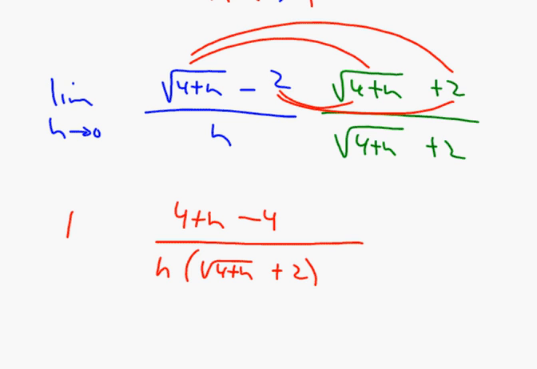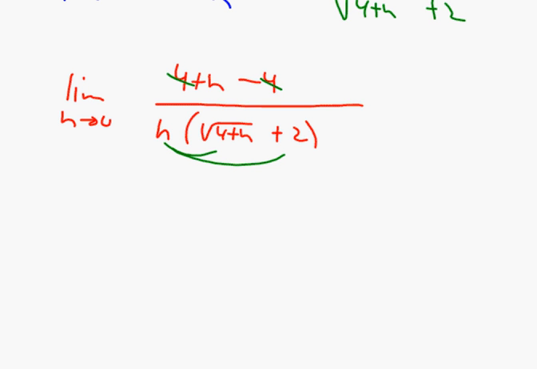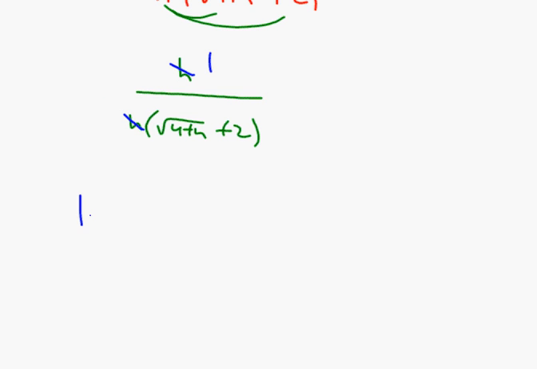And you'll notice that on the bottom, I did not bother to distribute that h. I mean, I could have done that, but I don't want to. Let's watch what's going to happen next. I'm going to cancel those 4's, and this becomes h over h times the square root of 4 plus h plus 2. And then the h's cancel. Wow, wow, wow. The limit as h goes to 0 of 1 over the square root of 4 plus h plus 2.